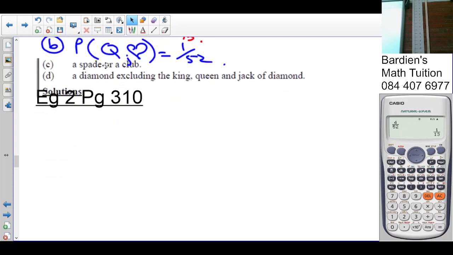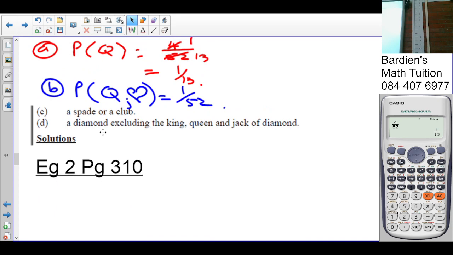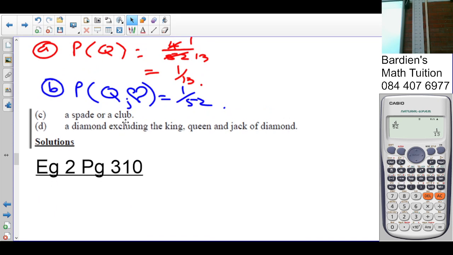Then we are asked a spade or a club. Well, they also call it clubs, okay? I thought they were going to call it flies.